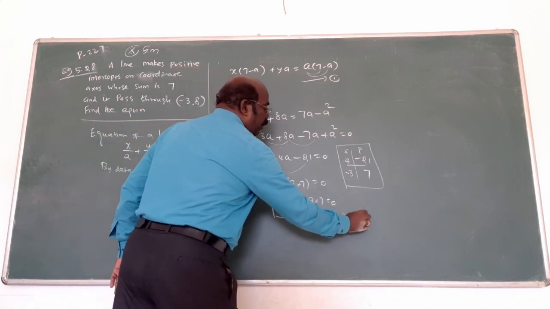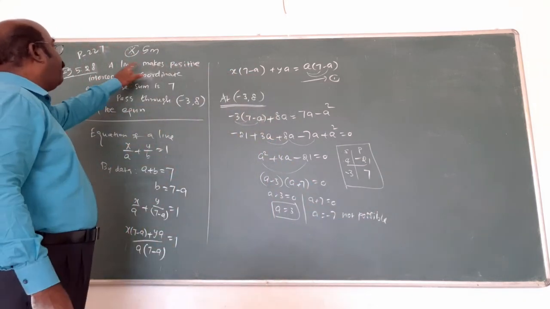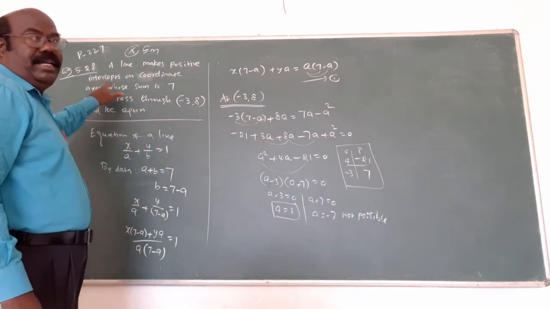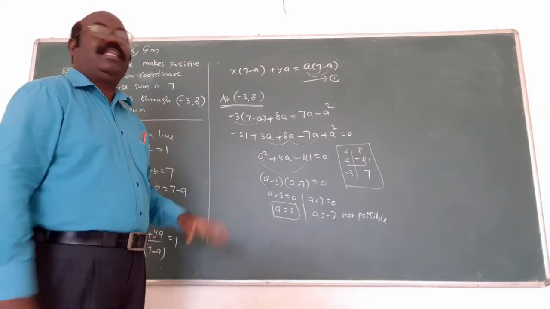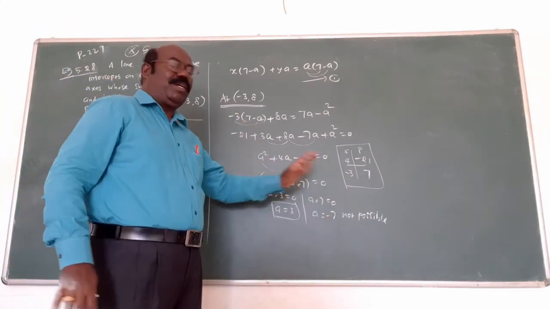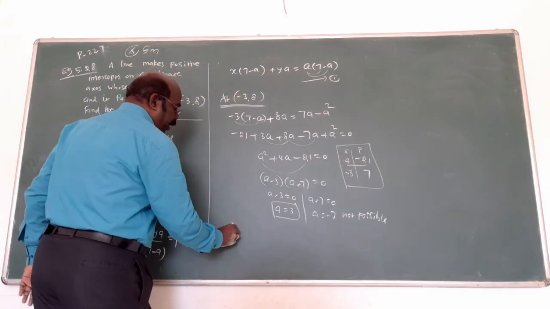This is not possible. What is the reason? A line makes positive intercept. We want only positive intercept. We don't want negative intercept. That's why A equal to minus 7 is not possible. Now replace the A value in the first equation. That is the answer. Put A equal to 3.